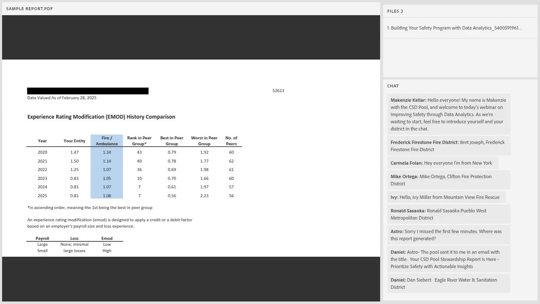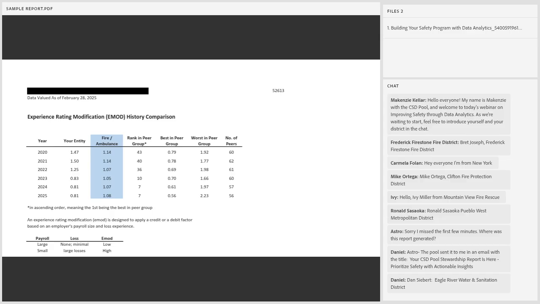The average EMOD for fire districts is about 1.08, and this member ranks 7th overall. The best in this group has an EMOD of 0.56. The highest is 2.23. So you can see that's a pretty large gap. Somebody is getting a 44% discount, and then the other is getting a surcharge of 123%.